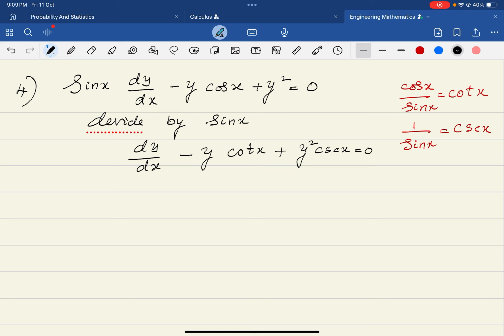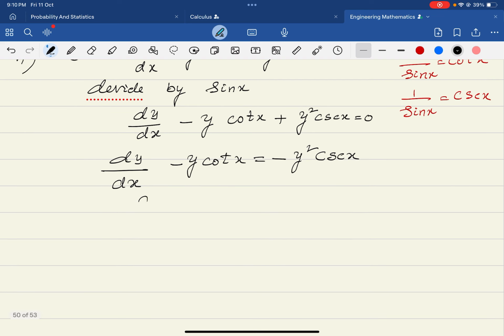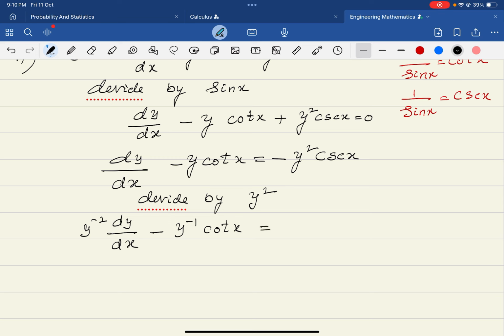Now let us rewrite this equation in the standard form as dy by dx plus p of x into y, that means minus y cot x, and we write this as minus y square cosecant x. So now it is in the standard form. We divide by y square. When you divide by y square, we get y power minus 2 dy by dx minus y power minus 1 cot x is equal to minus cosecant x.